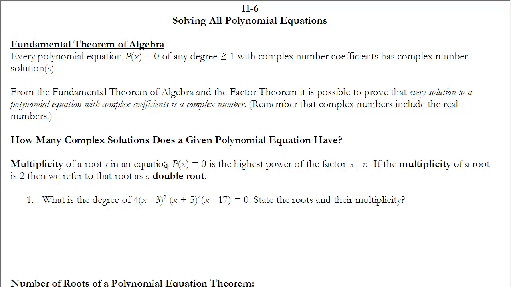Okay, well, to do that we have to first define a term, and that term is multiplicity. It says that the multiplicity of a root r, so any root, in an equation p of x equals 0 is the highest power of the factor x minus r. If the multiplicity of a root is 2, then we refer to it as a double root. And I'm going to take a look at graphically how multiplicity affects what that graph looks like. But basically what we want to do is look at each factor to determine a particular root's multiplicity.